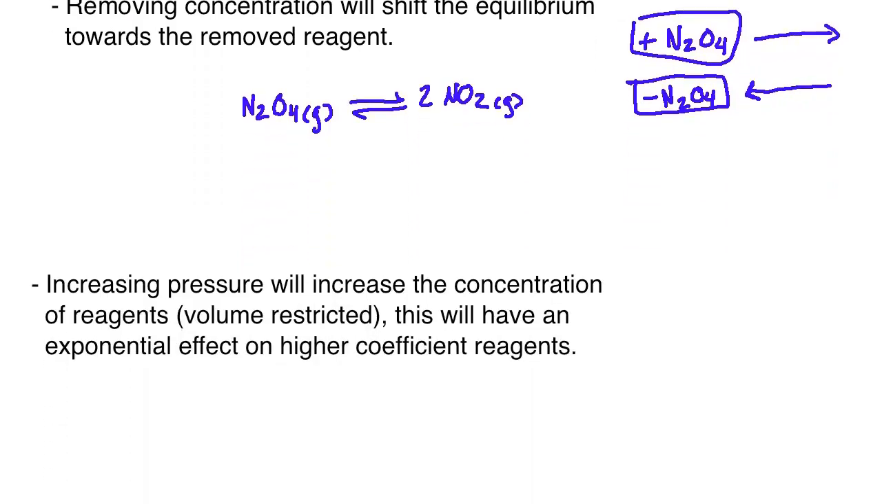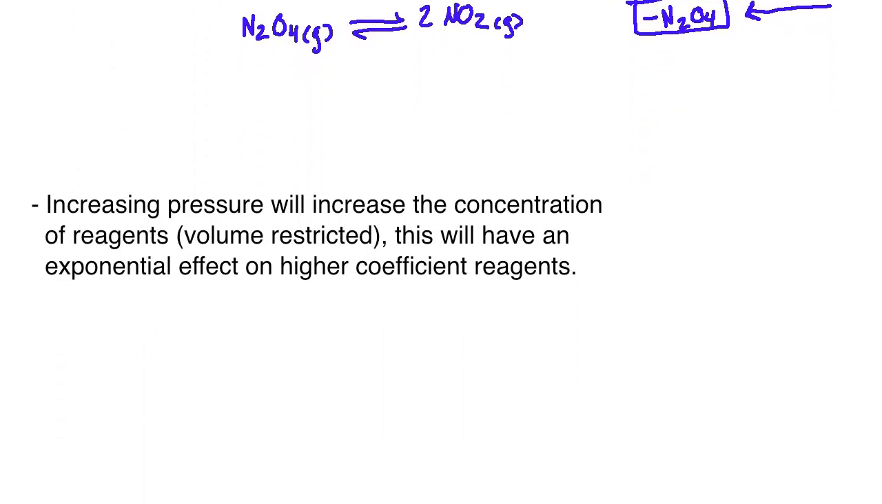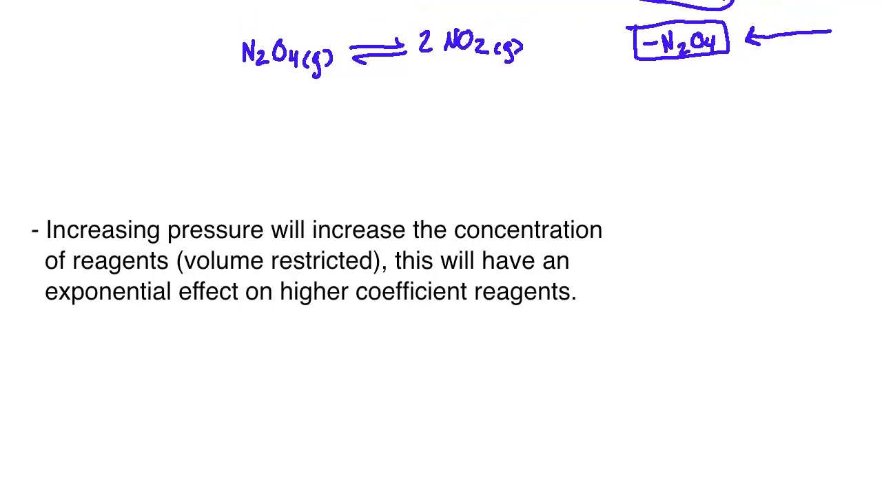All right? So what happens if I'm going to increase pressure or decrease pressure? So we'll look at increase, and then the reverse is true for a decrease here. All right? So if I increase pressure, this will increase the concentration of reagents because the volume is going to be restricted. So this will have an exponential effect on the higher coefficient reagents. So let's take one step at a time when we're looking at this. I have some vessel with the reagents, right? And let's say that I have some sort of a piston here that I can move up and down. So here are the gas reagents. They're hanging out in here. They have a certain volume that they occupy. If I increase the pressure, which is going to decrease the volume, right?